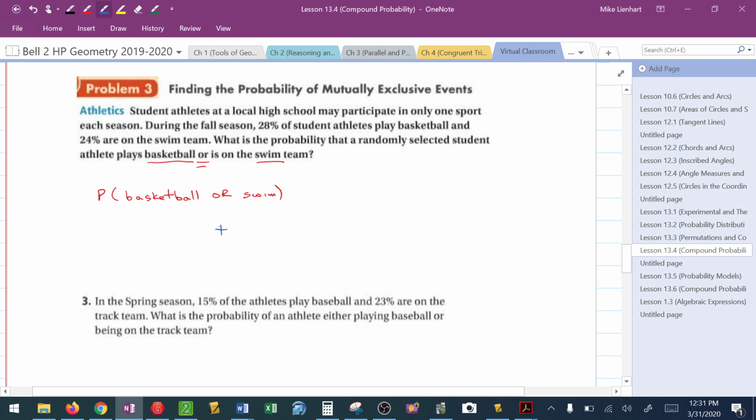So the probability of being on the basketball team here was 28 out of 100. The probability of being on the swim team was 24 out of 100, which would be 52 out of 100. I can add those numerators because my denominators were the same, and that's going to give me 52% chance that you're either playing basketball or on the swim team. All right. Now, if you notice, I could have just said 28 plus 24 is 52%. But again, remember, I said I want to show you as fractions how we would do this.